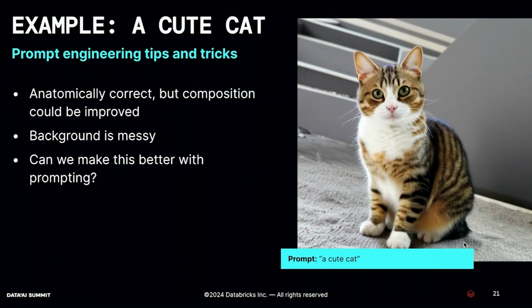So kind of how I started with the demo earlier, you can try starting out with a pretty naive prompt. So here we have a cute cat. And you can see this is a very anatomically correct cat. It's also very cute. But the background is a little bit messy, and I think the composition could be improved. And so I'll show you how we can make this better with prompting.